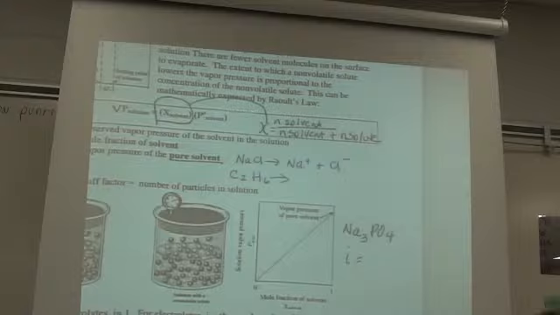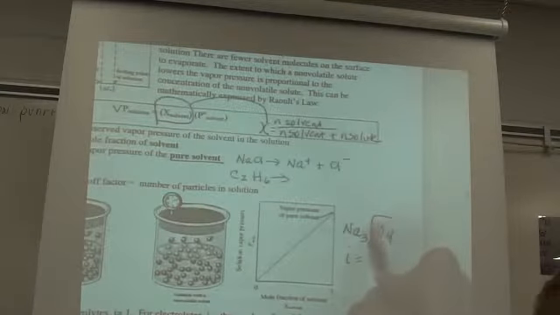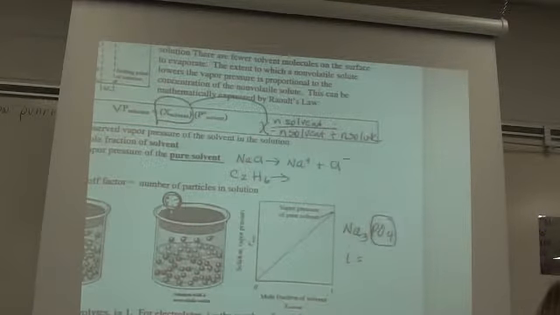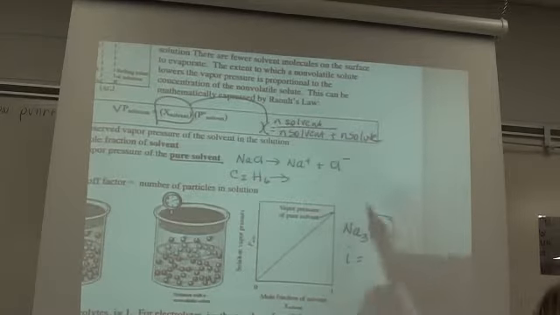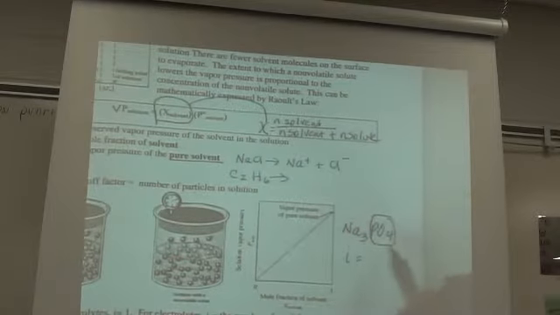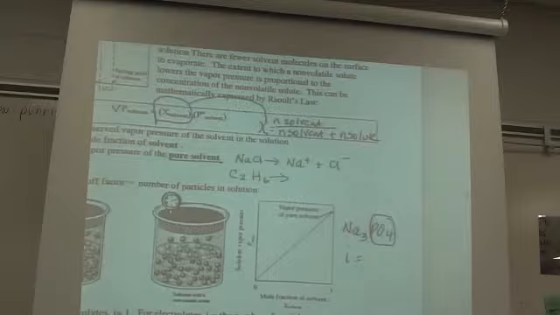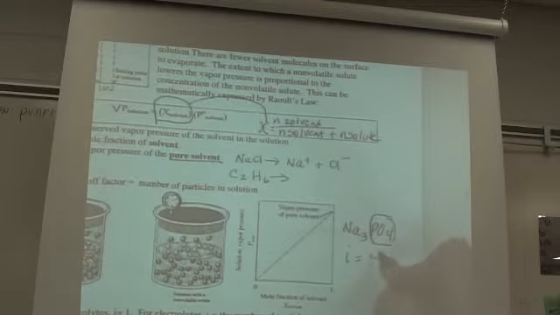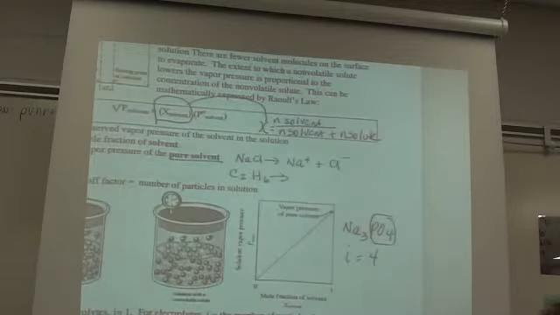Why do you agree with him? PO4 won't break down. PO4 is its own ion, a polyatomic. Right, and a polyatomic likes to hang around together. So there would be the 3 sodiums and the 1 PO4, so the Van 't Hoff factor would indeed be 4.